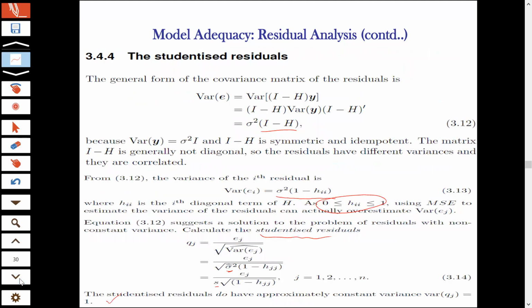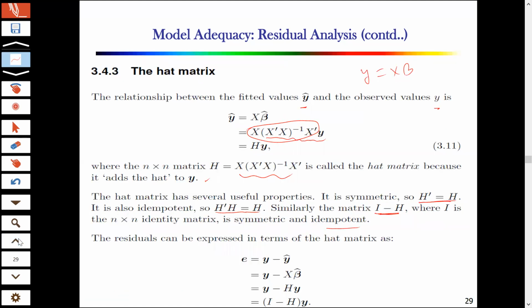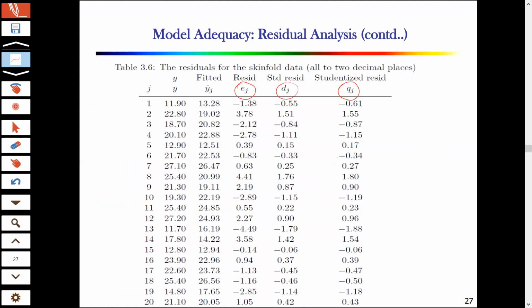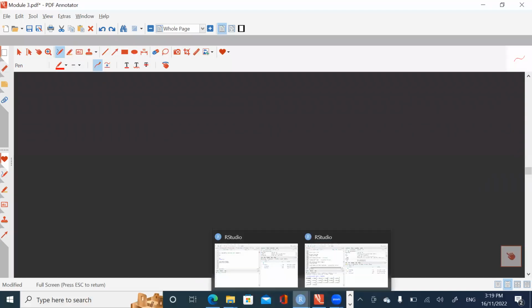The definition here is e_j divided by S times the square root of 1 minus h_jj. So first of all, we need to calculate the hat matrix, which is X (X transpose X) inverse X transpose, and then the diagonal elements of it will be used in order to calculate the standardized residuals. Now look at this data set, and how we can get d_j and q_j using R.